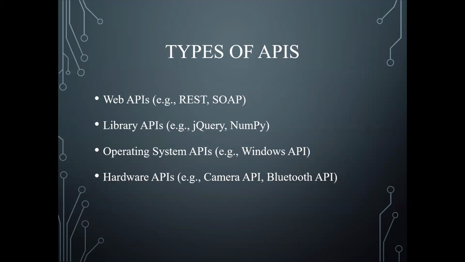There are different types of APIs. In terms of web APIs, we can make use of REST or SOAP protocols. In terms of library APIs, we have jQuery and NumPy. In operating system APIs, we have the Windows API. In terms of hardware APIs, we have the Camera API and Bluetooth API.